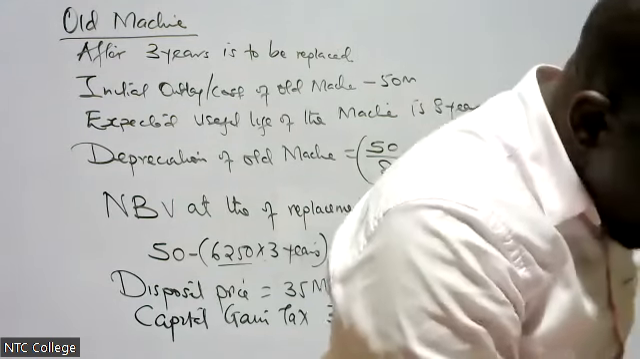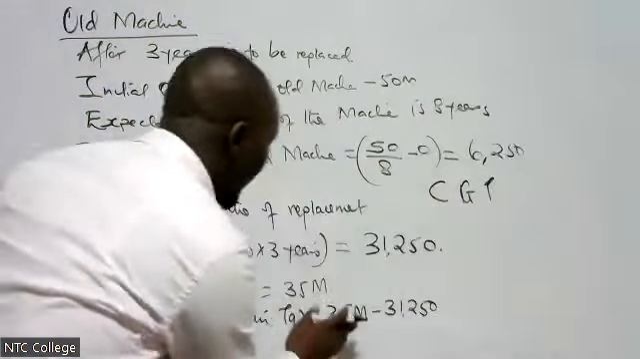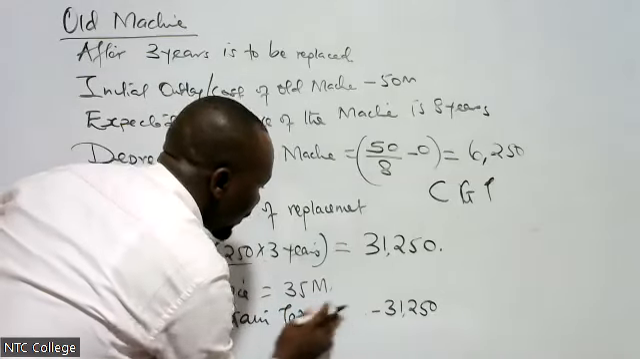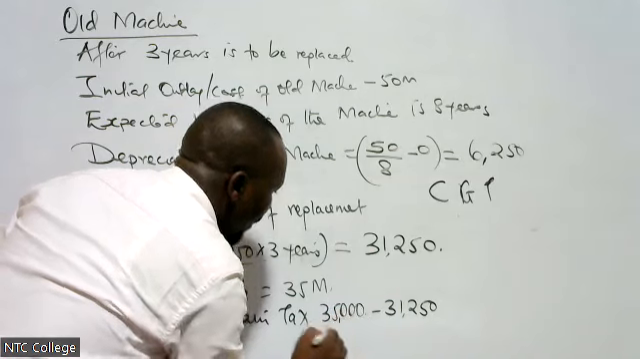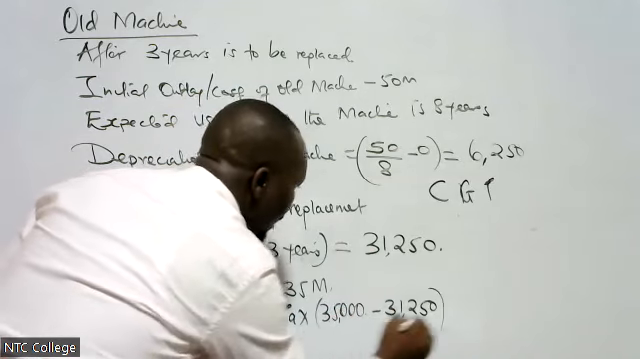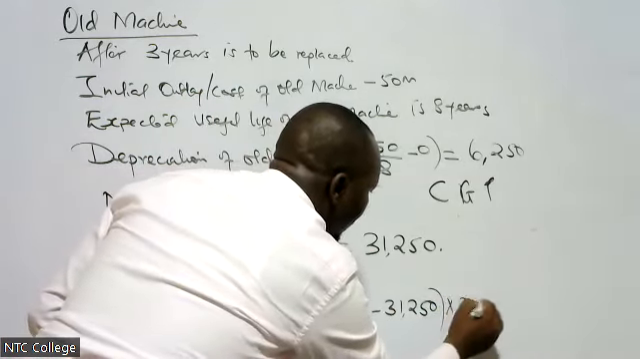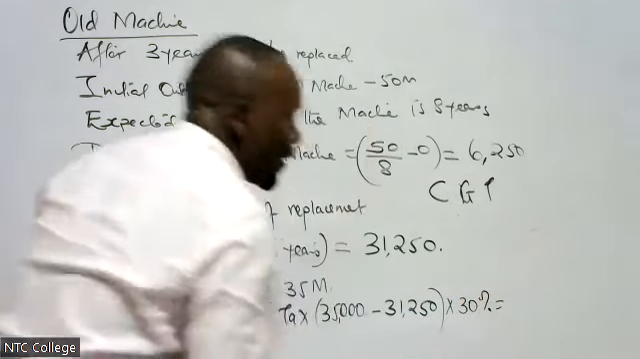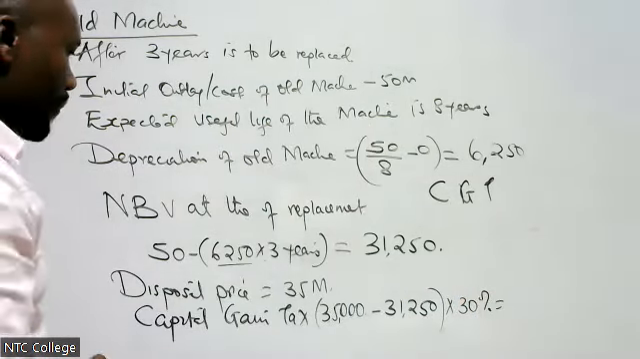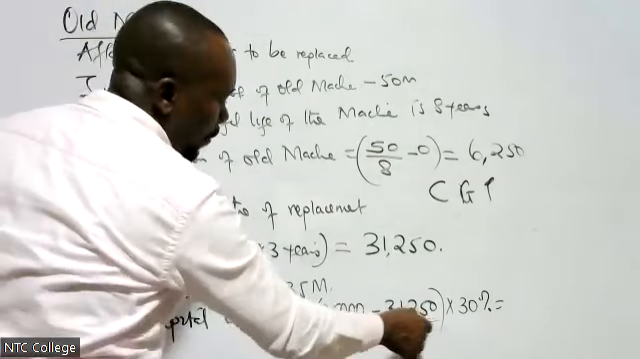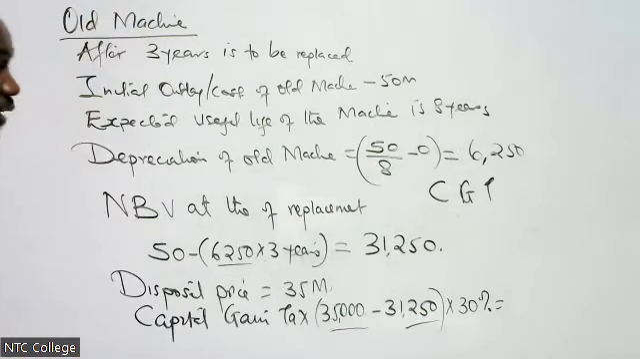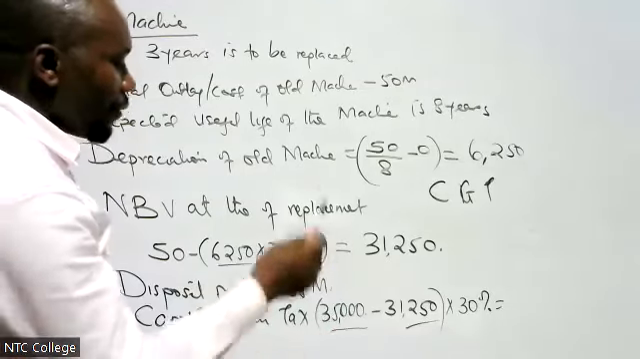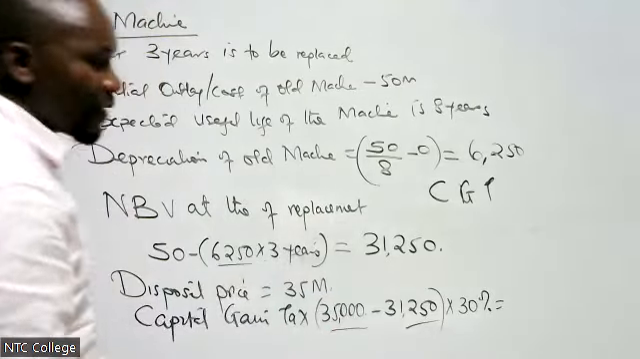35 million is the market value. So that is 35 million. This one is in thousands. So we have 35,000 minus that, times 30%. How much is the CGT, the capital gain tax? This is what should have been the net book value, but we sold it at 35, which is the market value. We gained something. Whatever we have gained, there is a tax there.